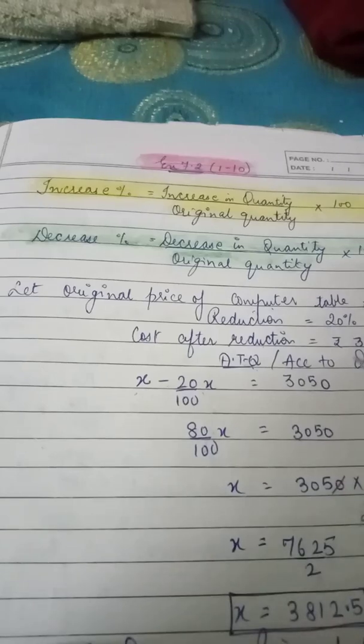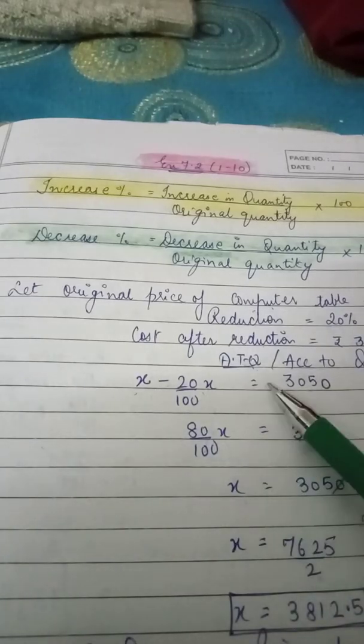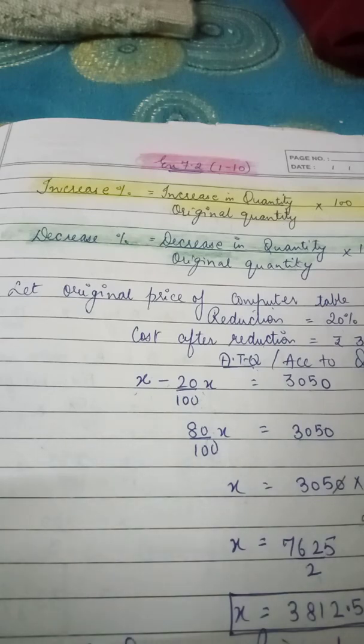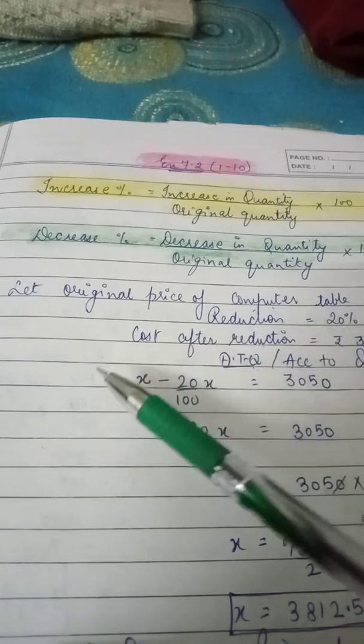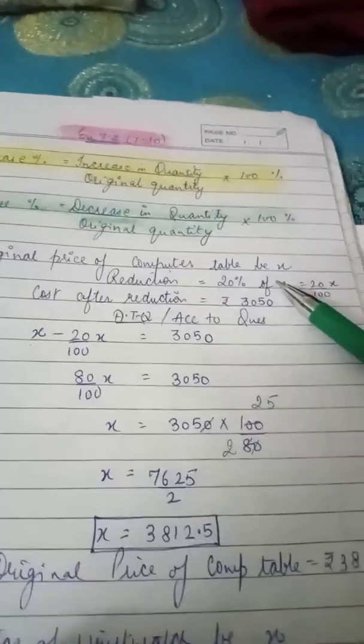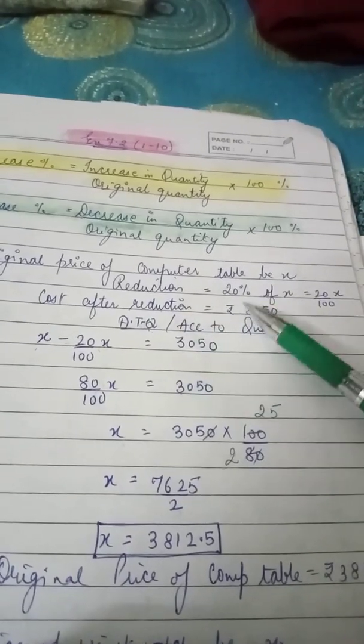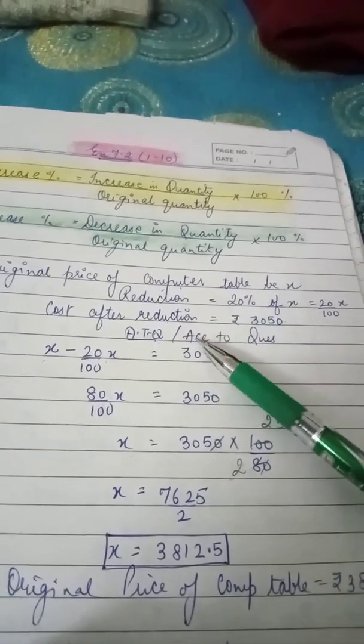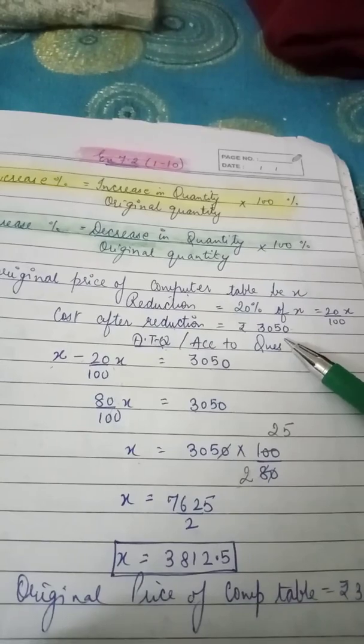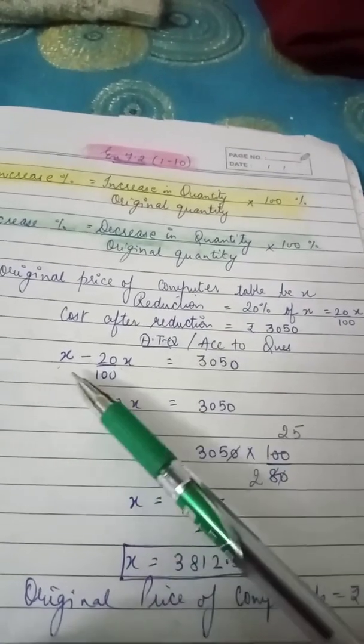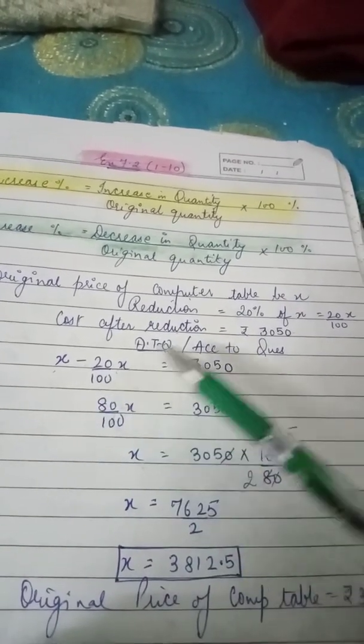Now, first question, they are saying that due to reduction of 20%, the cost becomes 3050. You have to find the original price. So, we'll take the original price of the computer table as x. Reduction is 20% of x, that is 20 by 100x. And after reduction, the cost becomes 3050. Now, making an equation, from the original cost, let's subtract the reduction and we'll get 3050.